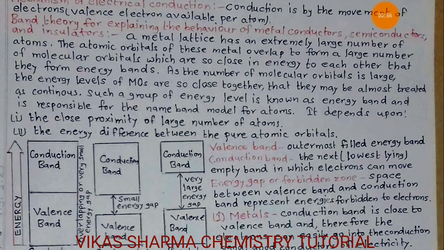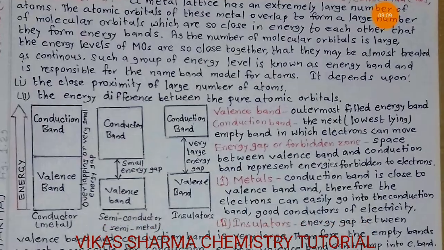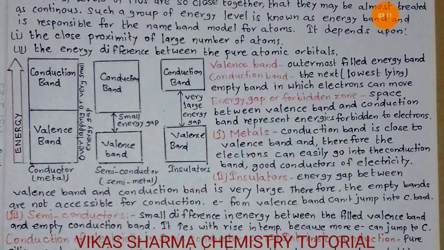Such a group of energy levels is known as an energy band, and is responsible for the name band model for atoms. It depends upon, one, the close proximity of a large number of atoms, and second, the energy difference between the pure atomic orbitals.